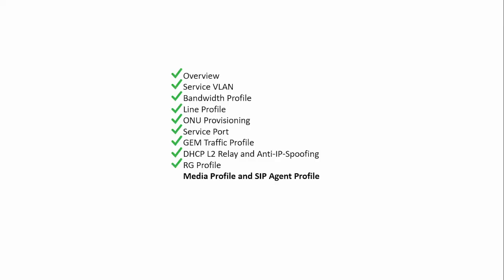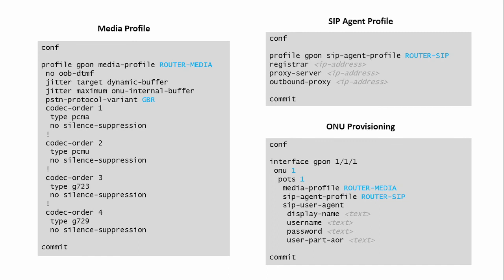Media profile and SIP agent profile are the last components we'll look at. Here we have the examples of media profile and SIP agent profile for configuration of VoIP service. Media profile is used to configure media parameters for VoIP service. It allows the user to set a priority order codec list. Codec type, packet period, and silent suppression are set for each entry of the list.